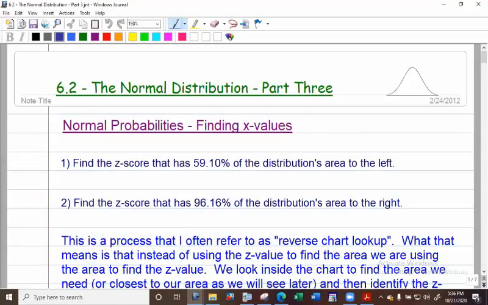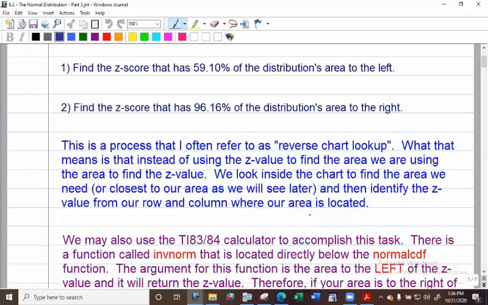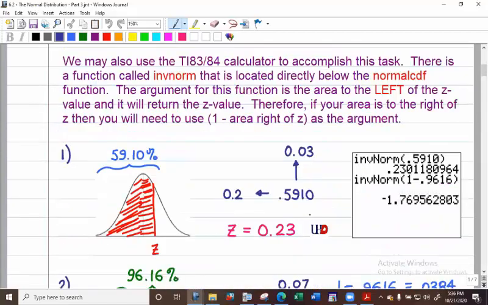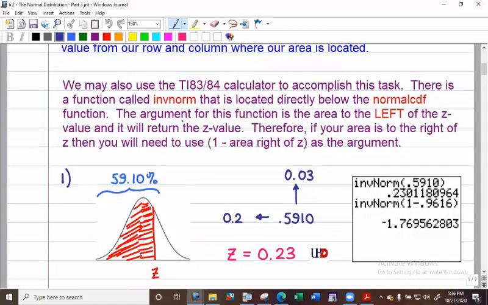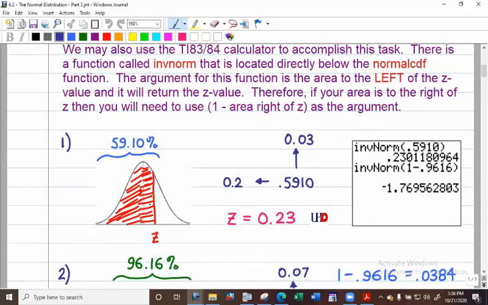So let's say find a z-score that has 59.10% distribution area to its left. And I sketched a picture down here. Sometimes the picture helps, gives you a feel of what's going on here. I'll come back up to what I have in writing there in my text. Let's look at this first.